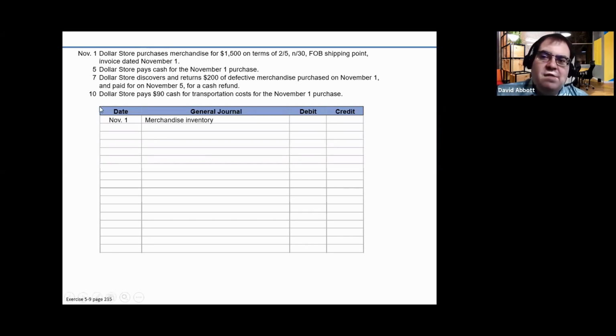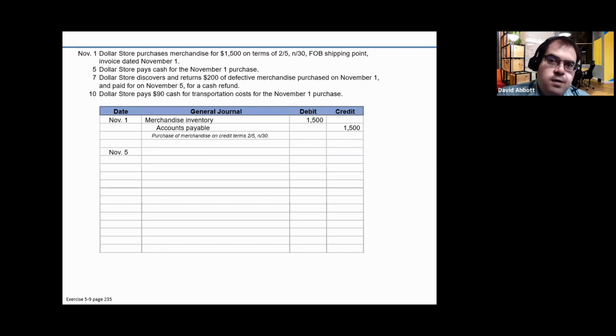So we have merchandise inventory debit in the amount of $1,500 because the dollar store is purchasing inventory. So we're going to increase their inventory in the amount of that. And then we haven't paid the bill yet. So we're going to have to credit our accounts payable $1,500 because that is increasing the liability.